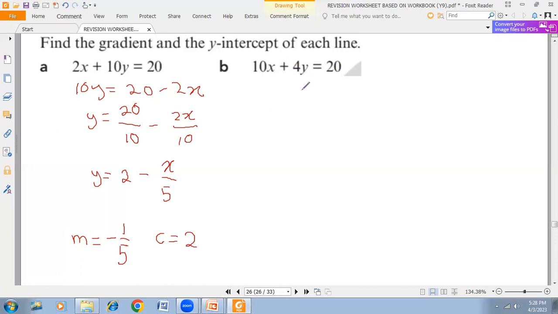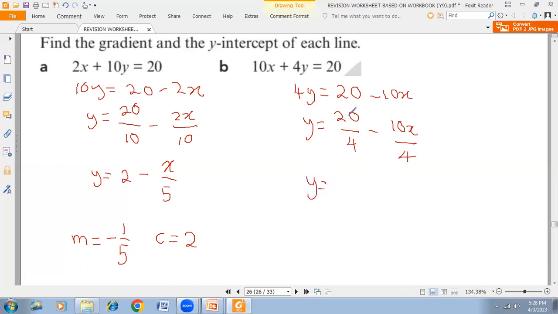10x plus 4y equals 20. So 4y equals 20 minus 10x. y equals 20 divided by 4 minus 10x divided by 4 as well. My handwriting is very bad, I'm so sorry. Okay, y equals 20 divided by 4, which is 5, minus 10 divided by 4.